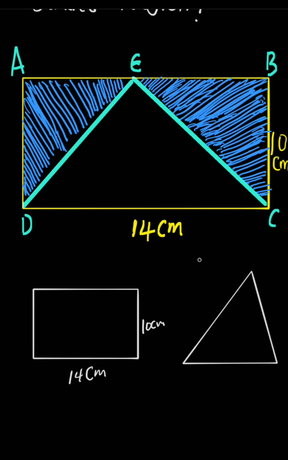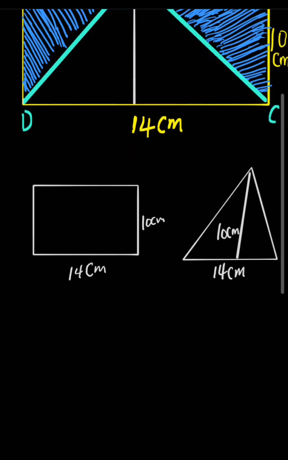If you look at this triangle, the baseline, which is this down line, is the same as the length of the rectangle, from D to C. So the baseline is going to be 14 centimeters, and this triangle has a height of 10 centimeters, because the height is measured from this starting point to this end point, which is the same measurement as the width of the rectangle. So the height is also 10 centimeters. Now we're going to find the area of this shape, then we take their difference.